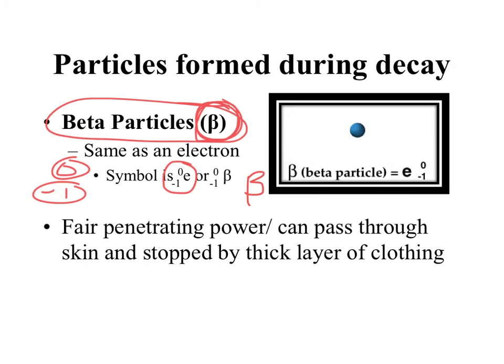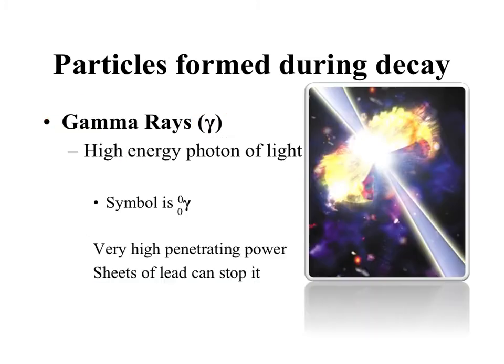Beta particles are stronger than alpha particles. All right, so these are ones that you have to be more careful with. They can pass through your skin, but thick layers of clothing can stop it. But beta particles definitely have more energy than alpha.